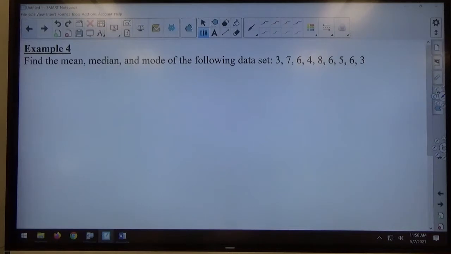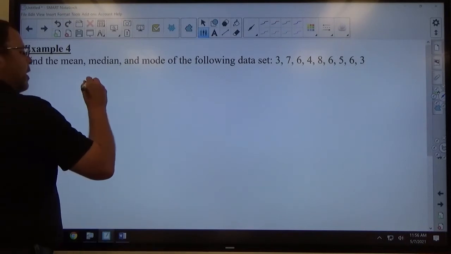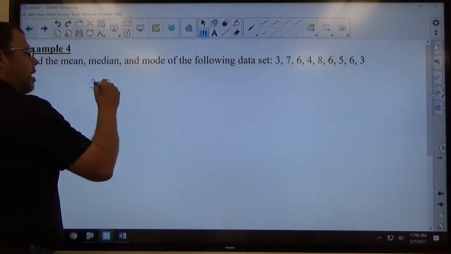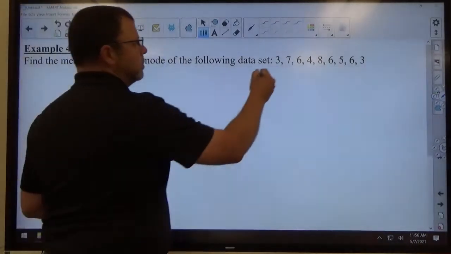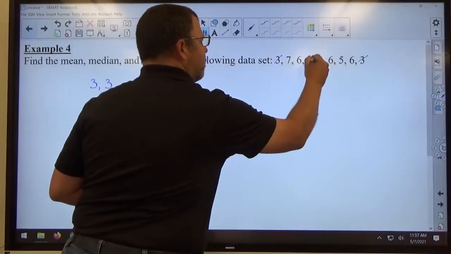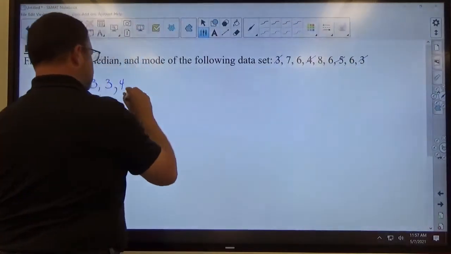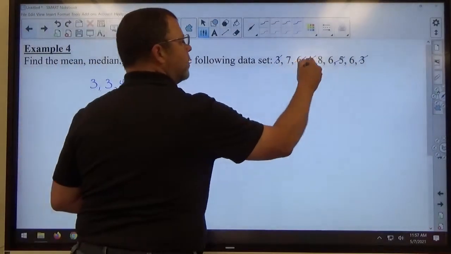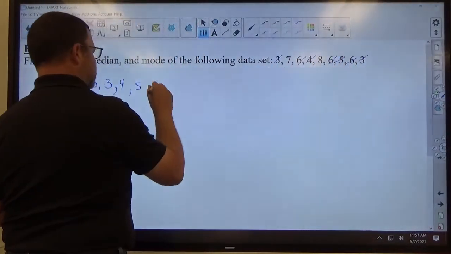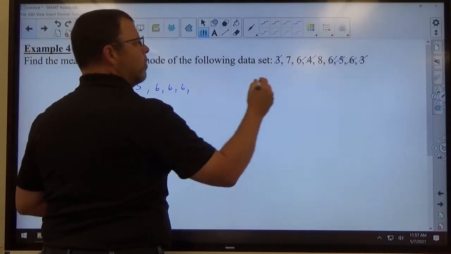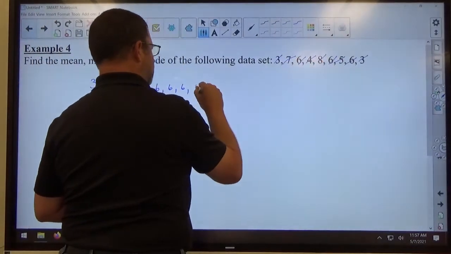If they're asked for median, the first thing I'm going to do, as I see the data set, is copy it down in numerical order, smallest to largest. So I write down every single number that happens and the number of times it happens. So 3 happens twice. We got 1 4. We got 1 5. We got 3 6s. We got a 7 and we got an 8.